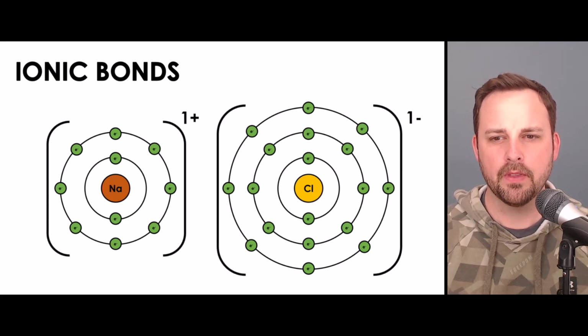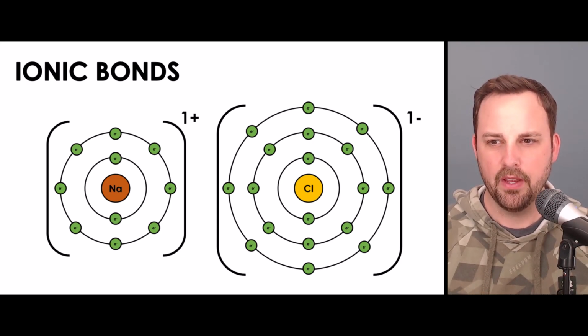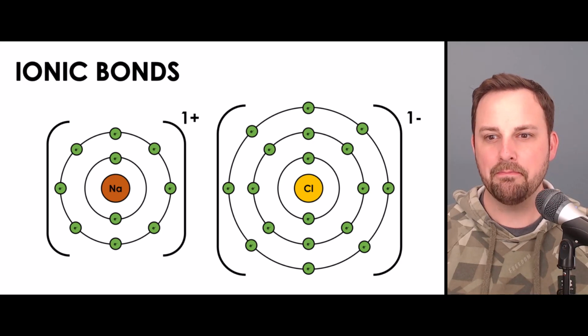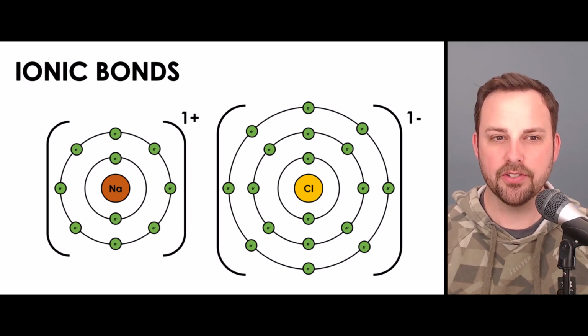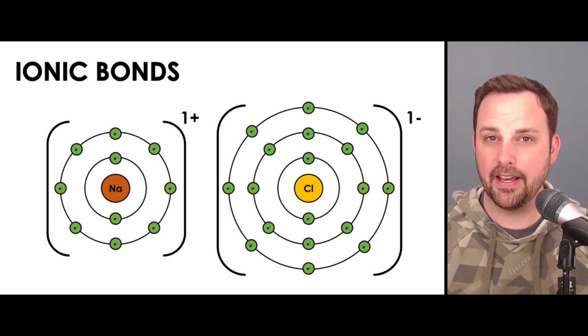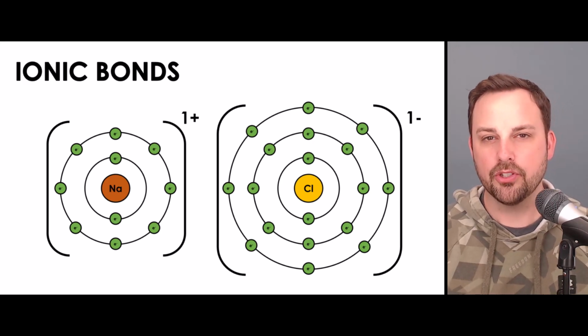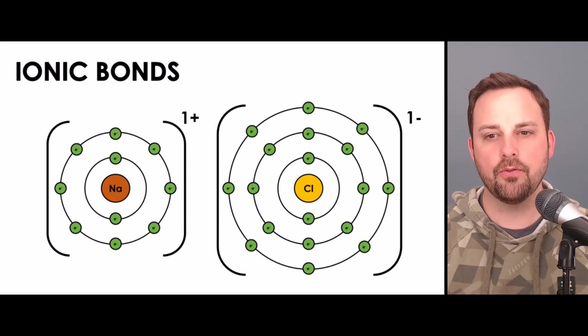Here's why. Both the sodium atom and the chlorine atom are no longer electrically neutral. The sodium atom is now missing an electron. It has one more proton than it has electrons, so it has an overall charge of 1+. The chlorine atom now has an extra electron that it got from the sodium atom, so it now has one more electron than it has protons, giving it an overall charge of 1-.